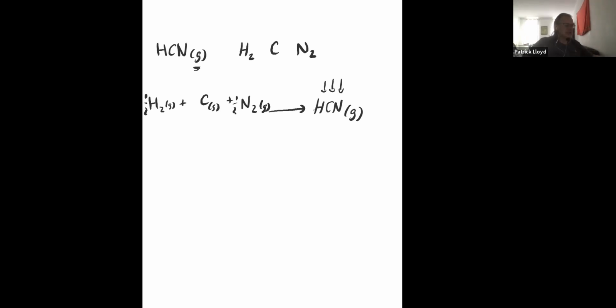But what this says is that if we look up a value of delta H of formation for HCN, the value that we find is going to be based on this equation. You take a half a mole of hydrogen, 1 mole of carbon, half a mole of nitrogen, you combine them, have them react, and that will give you 1 mole of HCN, and the delta H of that reaction would be right there. Okay, it's kind of interesting. Let me show you another example.